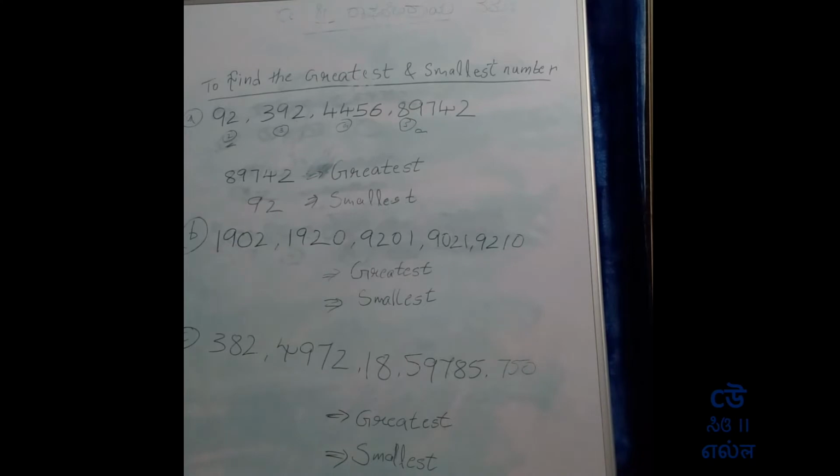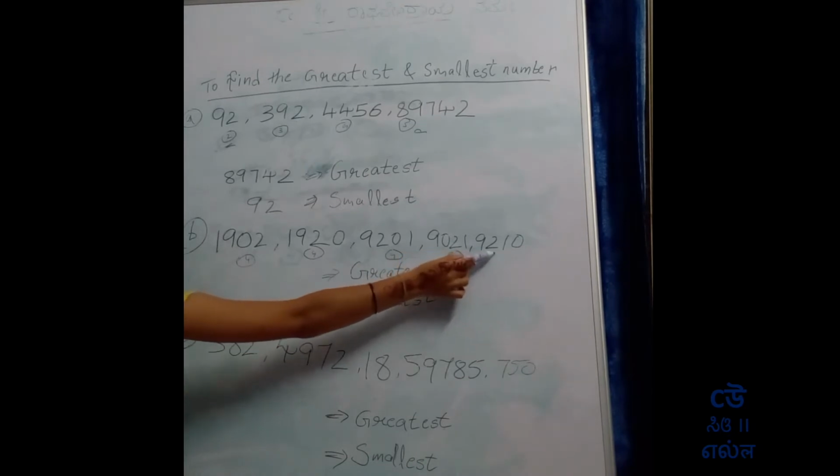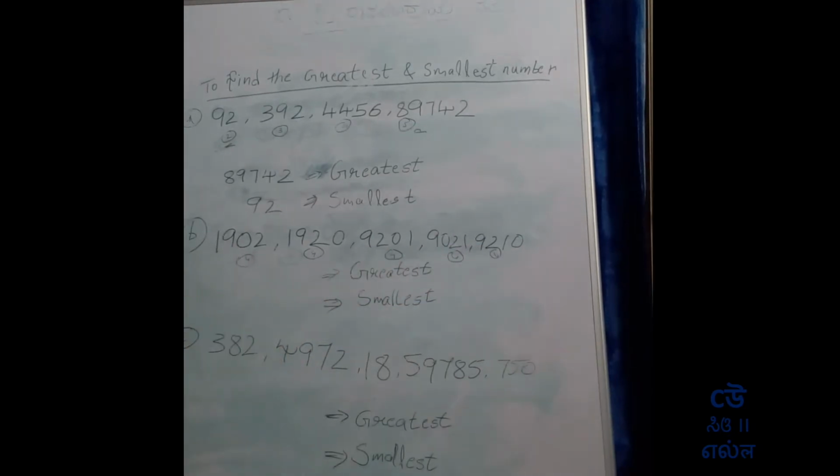Next, the second example, we'll consider 4 numbers. This is a little different, so you have to listen carefully. In this second example, how many digits are given? Let us write 1, 2, 3, 4: 4 digits. Here also 4 digits. Here also 4 digits. Here also 4 digits. So in this example we have an equal number of digits. So what to do?